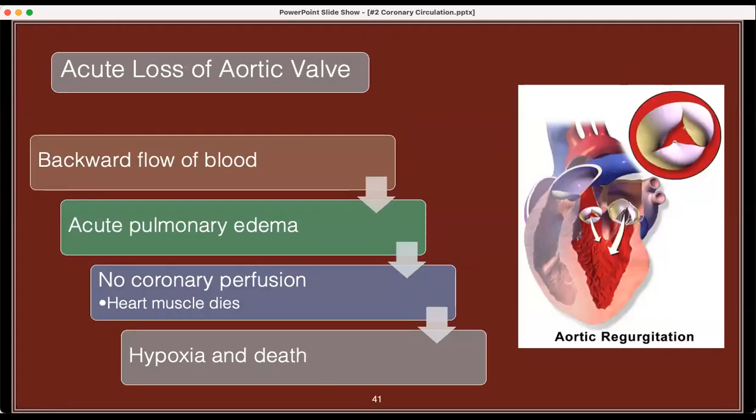Okay, I just want to mention that specifically losing your aortic valve, if this happens gradually, you can compensate up to a point, but with acute loss of your aortic valve, it can happen like in Marfan syndrome. You can not have any flow of blood into the coronary arteries. You can also have acute pulmonary edema, where blood flow is going into the lungs, and that results in very quick hypoxia and death.